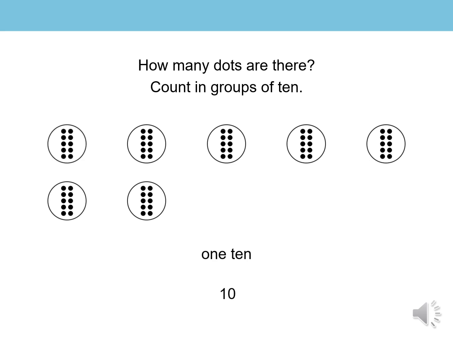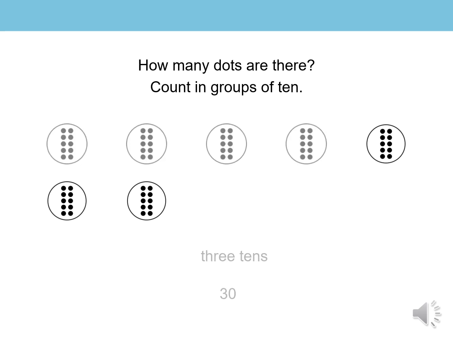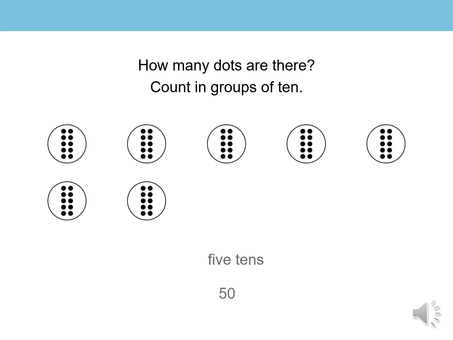Instead of saying one group of 10, I can just say 1 10. 1 10. What will come next? 2 10s, 3 10s, 4 10s, 5 10s, 6 10s, 7 10s. I have 7 groups of 10. I have 70.